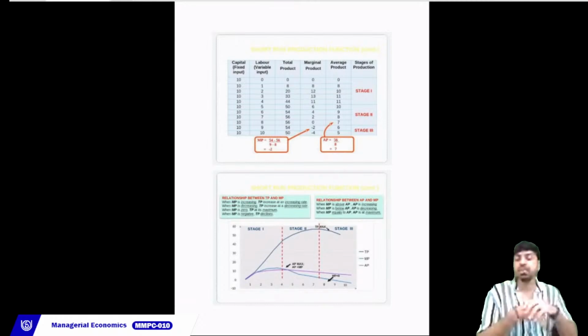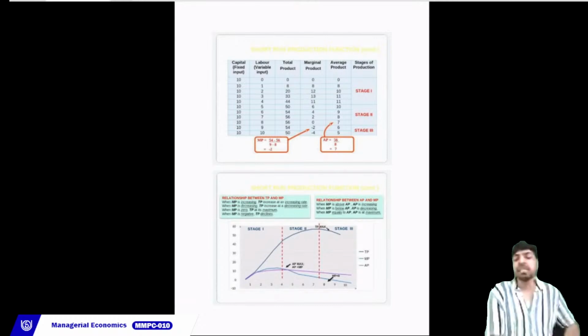And knowing the relationship between total product and marginal product from the table, as well as from the graphical representation, it is very easy to derive the relationship between the total product and marginal product.